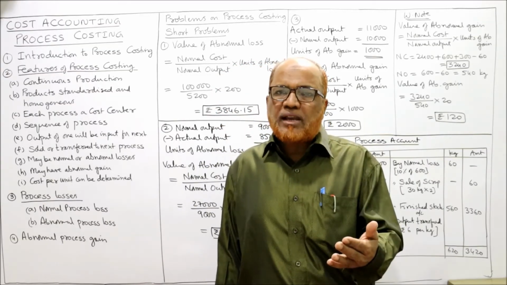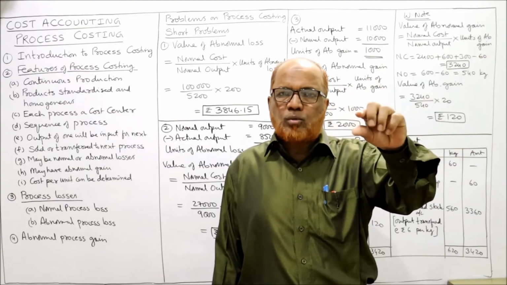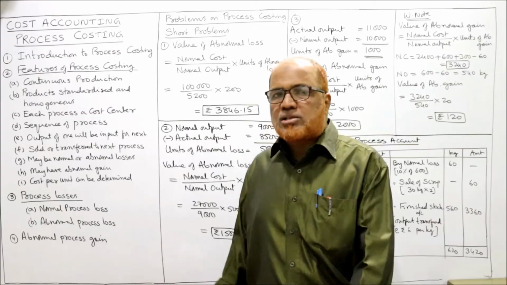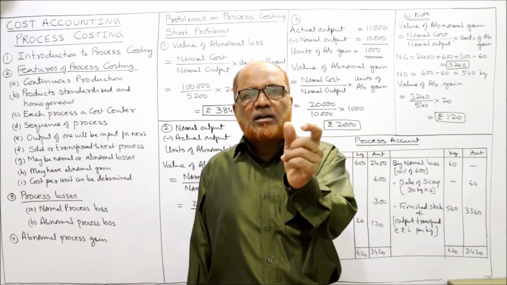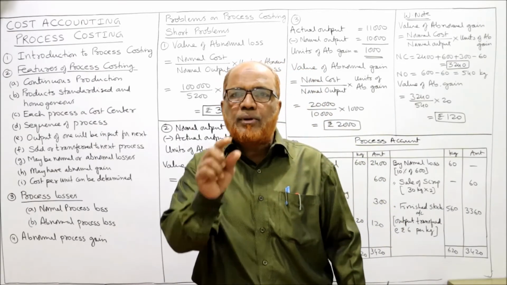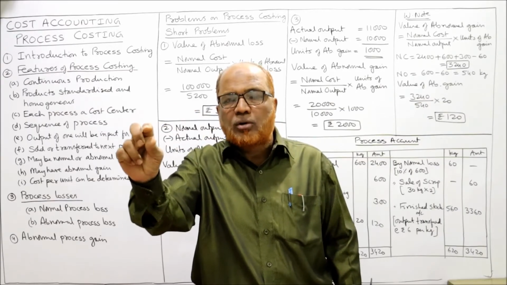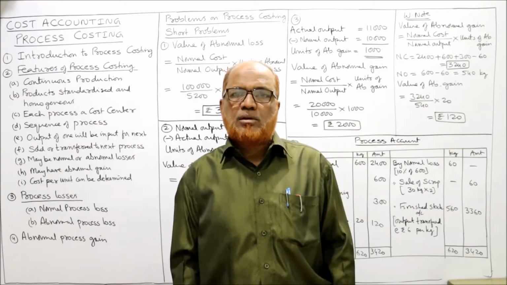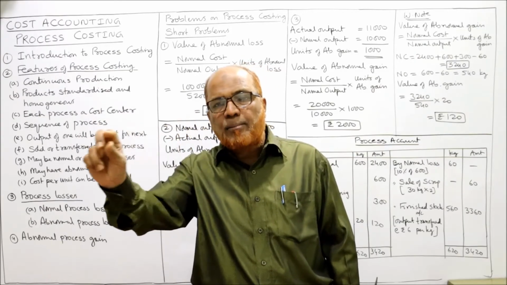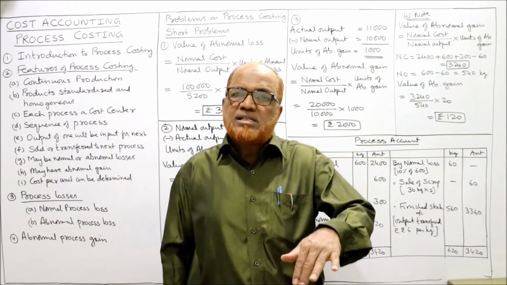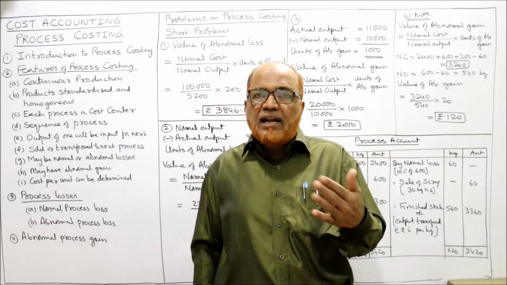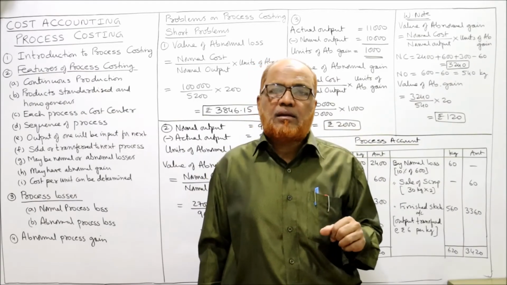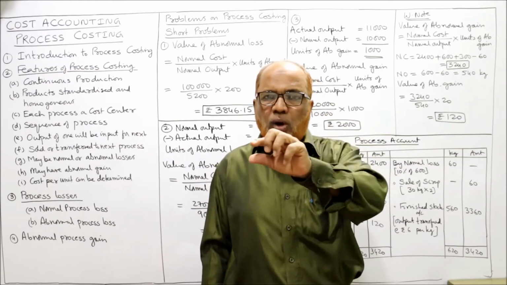उसी तरह value of abnormal gain, normal cost by normal output into units of abnormal gain. तो entry for abnormal loss, abnormal loss account debit to process account. तो process account के credit side by abnormal loss. Similarly, if there is abnormal gain, the entry for abnormal gain is process account debit to abnormal gain.